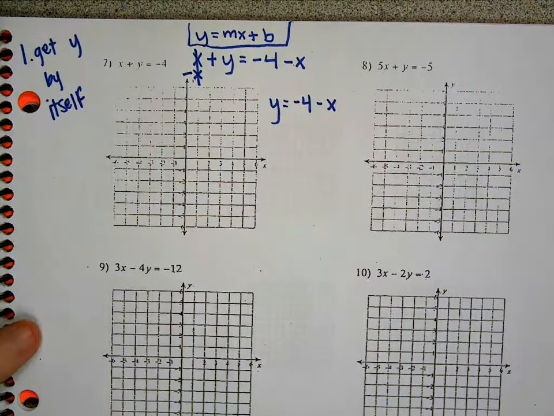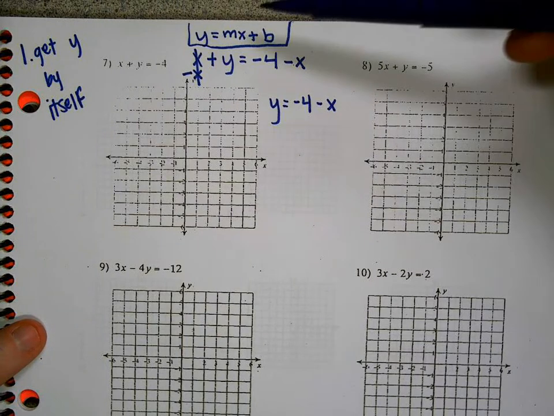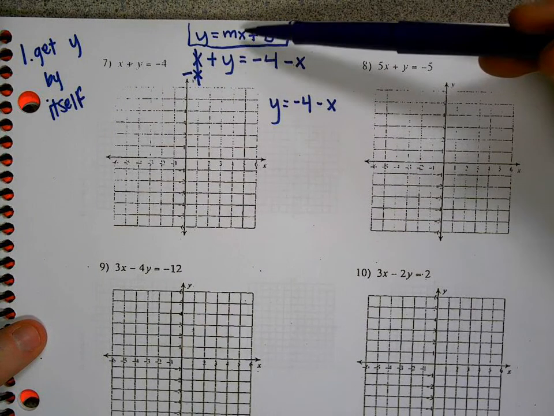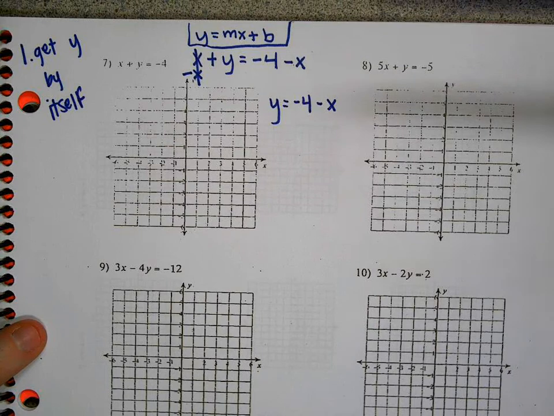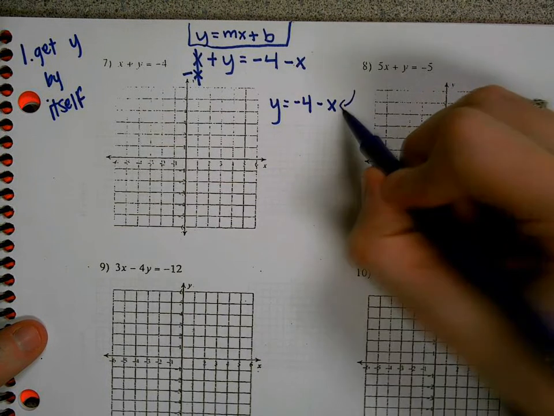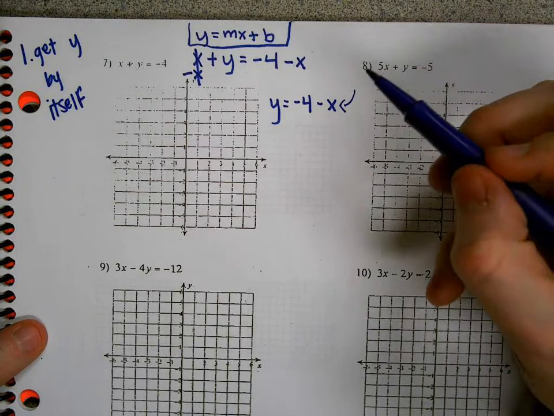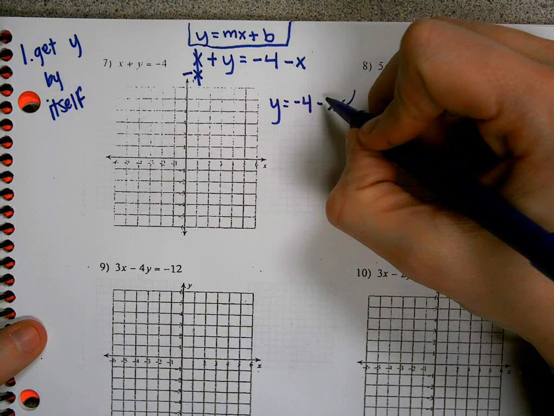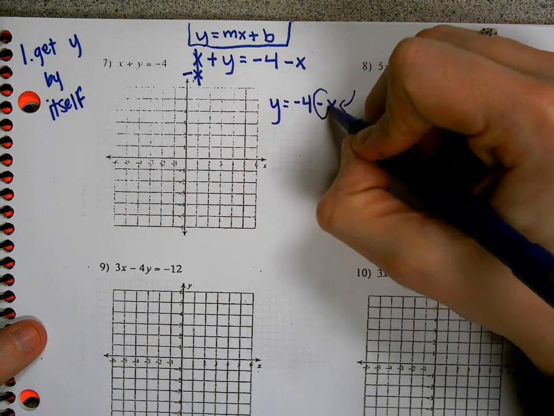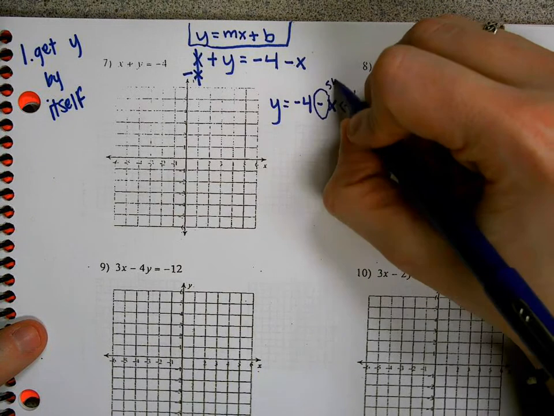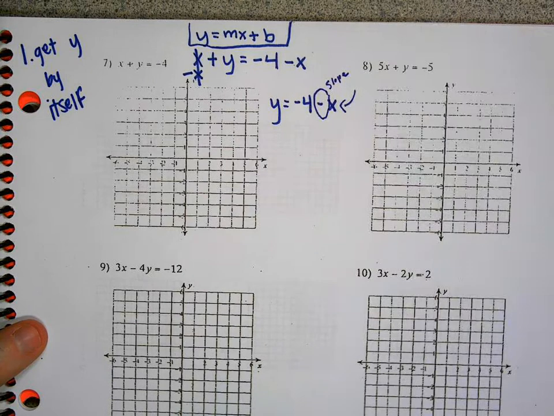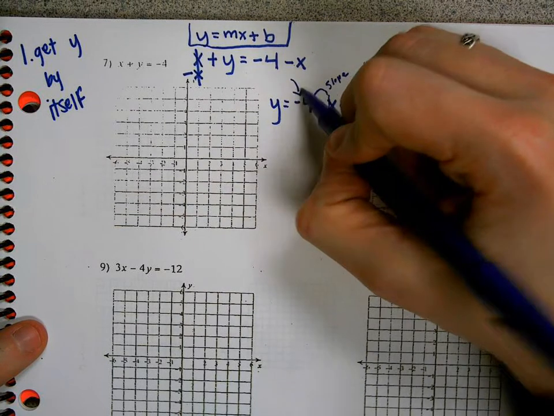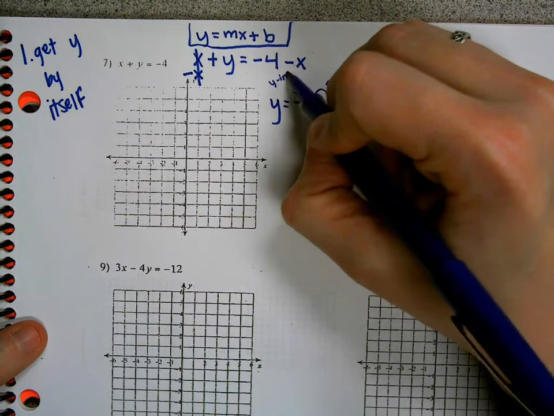Okay, now remember that in our form, we like to write the x first and then the b. You don't have to write it like that. This way is okay too. But just remember that the slope is always right next to the x. So this number right here, this invisible -1, that's our slope because it's right next to the x. And this -4, that's our y-intercept.